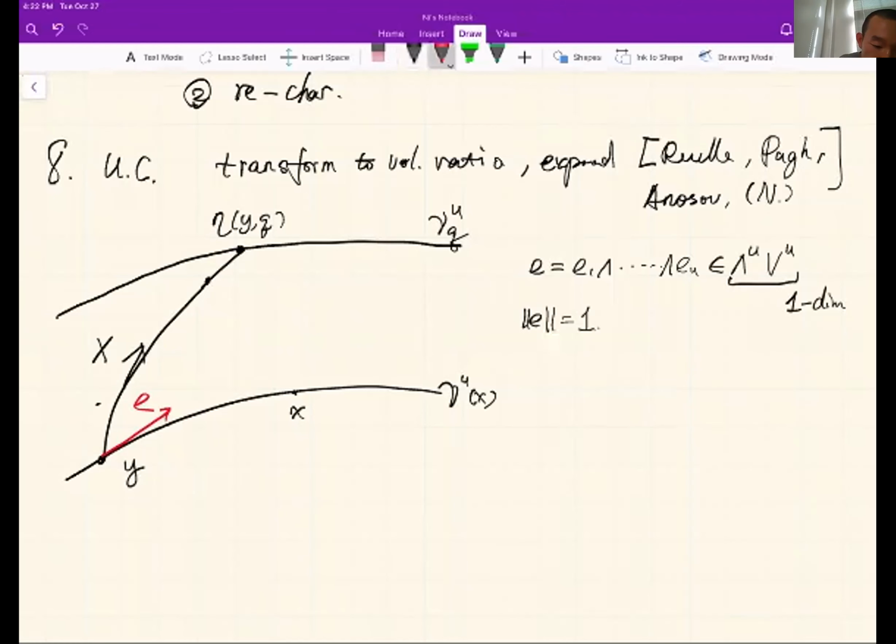Okay, so now this eta map defines a push-forward operator which pushes forward a vector field on VU to a hypercube field on VUQ. Okay, and we denote this new vector field by eta star E.